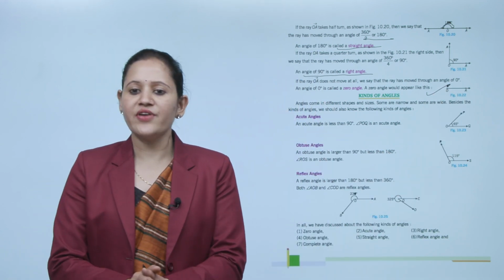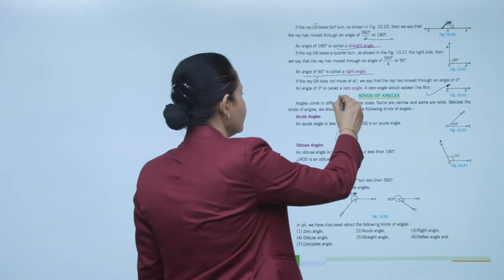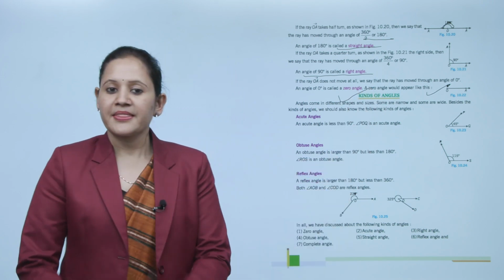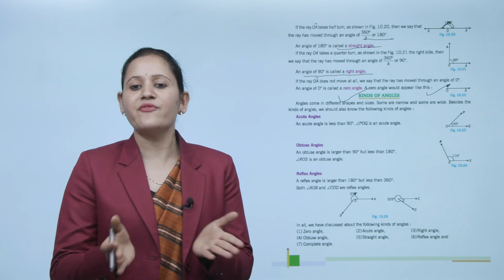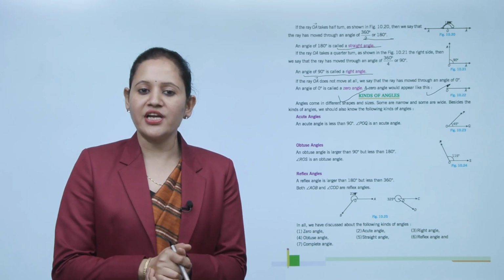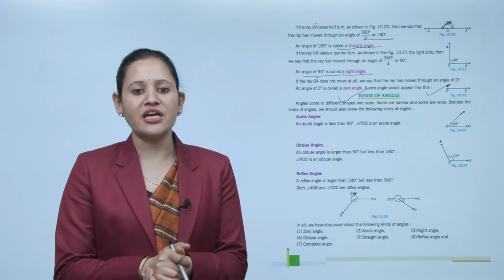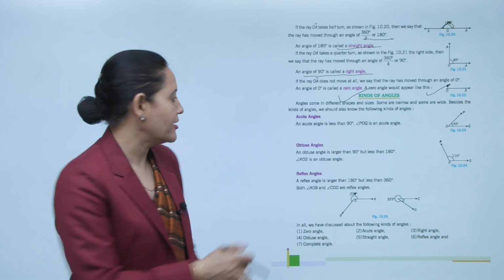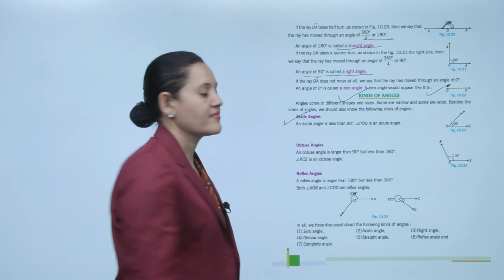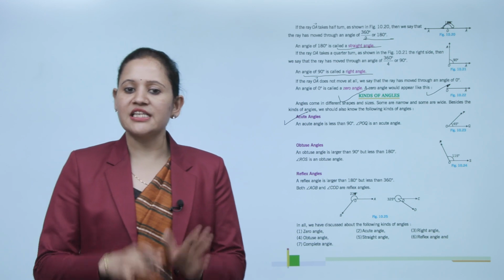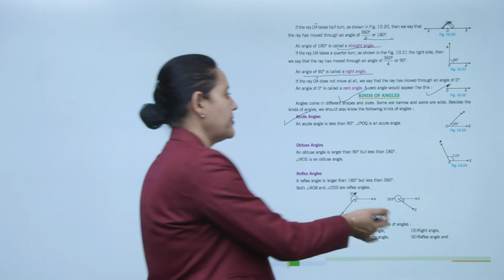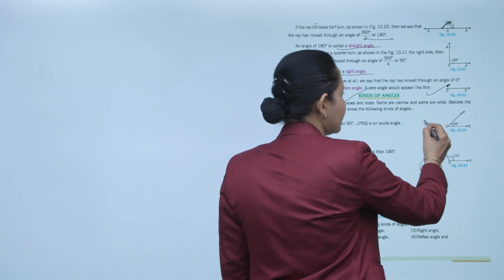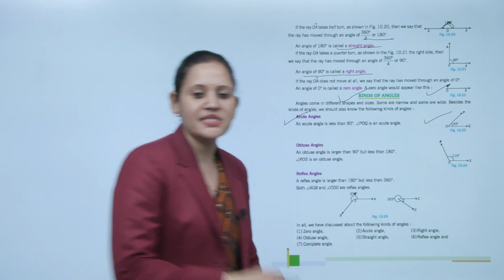Next is kinds of angles. Angles come in different shapes and sizes. Some are narrow, some are wide. Besides this, we should also know the following kinds of angles. First is the acute angle. An acute angle is less than 90 degrees. POQ is an acute angle. More than 0 degrees and less than 90 degrees is an acute angle. 45 degrees means an acute angle.